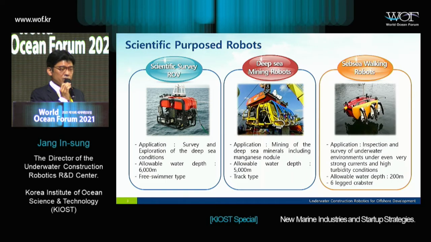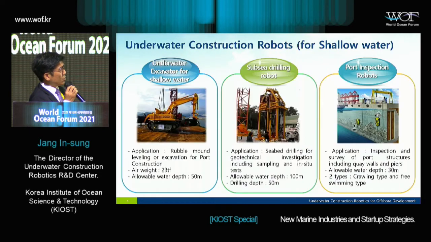For example, on the left, you can see a robot for survey and exploration of the deep sea conditions, which can go deep until 6,000 meters under the sea surface. And the one in the middle is for the mining of the deep sea minerals, and allowable water depth is 5,000 meters. And on the right hand side, you can see a robot called Crabster, and the water depth ranges from 200 meters to other deeper water depth.